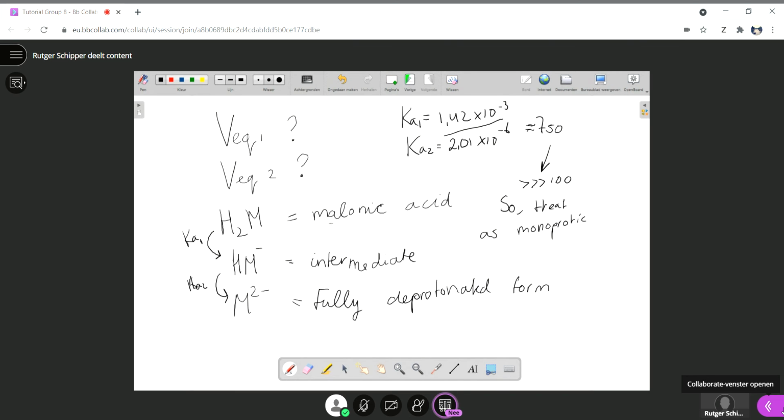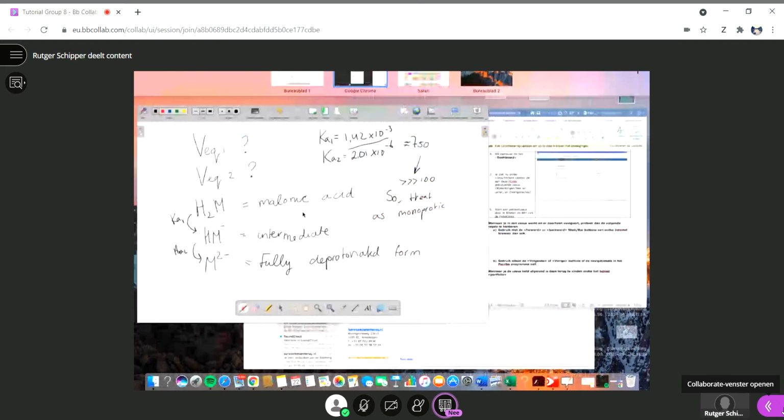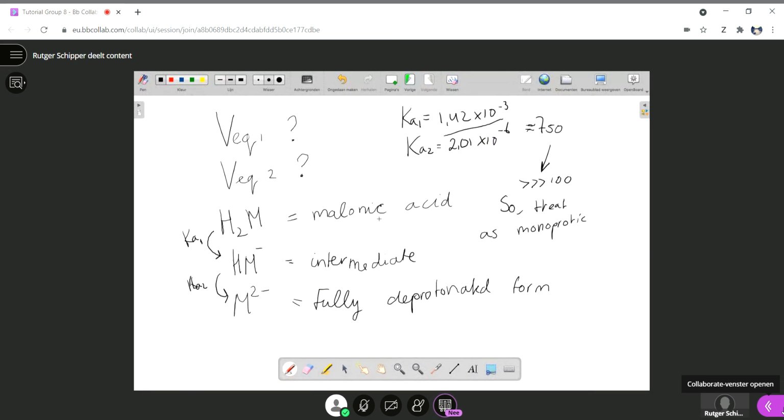So one more time, what does it mean when you have to treat it as a monoprotic acid? It means that first, all of the malonic acid in its most neutral form will react to the intermediate state. And if everything has been reacted so that there is no malonic acid left, then when we titrate further, we will get the fully deprotonated form, right? So that's basically what it means to treat it as a monoprotic acid. So Lopke, you gave the equivalence points, and that's correct. If there are any questions about the calculation, just ask them now.